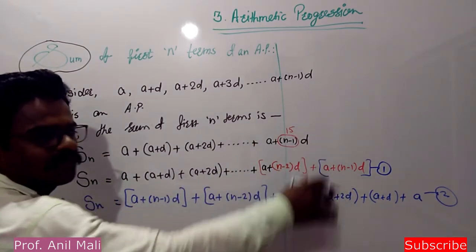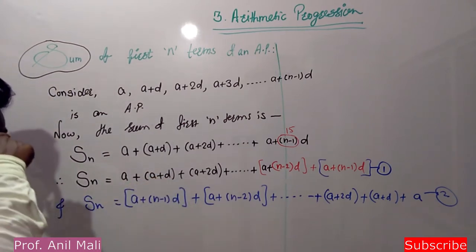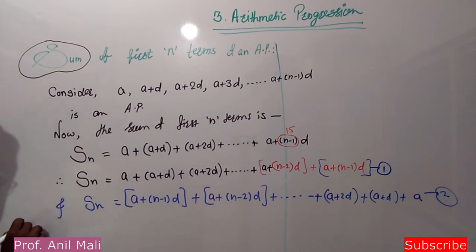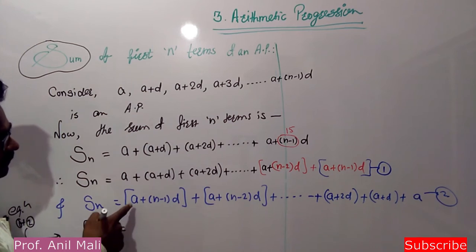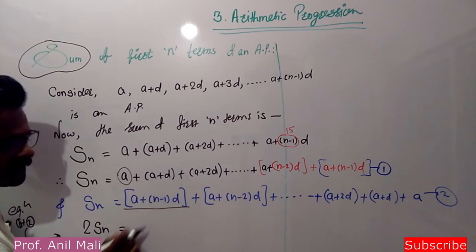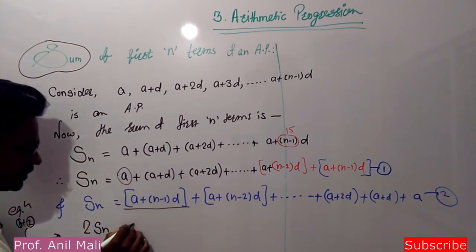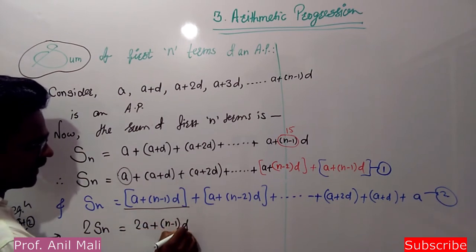Now we will add equation number 1 and 2. After adding equation 1 and 2, what should we get here? By adding equation 1 and 2, we get Sn plus Sn, it's 2Sn, is equal to... Now this first term and this complete first term you are going to add them. So a plus a, it's 2a, plus this will be (n minus 1) into d as it is.